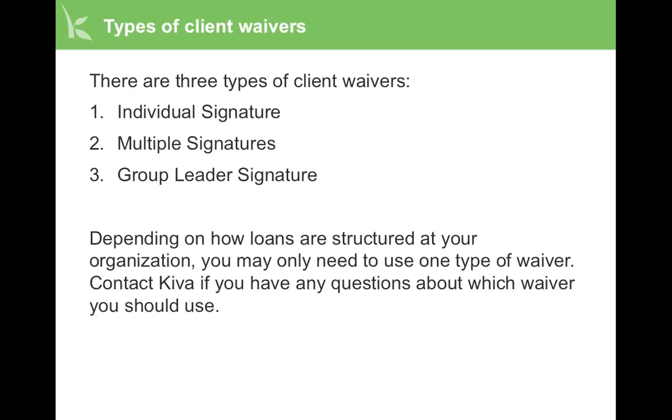Now, let's take a look at the different types of client waivers. There are three types of client waivers: individual signature, multiple signatures, and group leader signature. Depending on how loans are structured at your organization, you may only need to use one type of waiver. Contact Kiva if you have any questions about which waiver you should use.